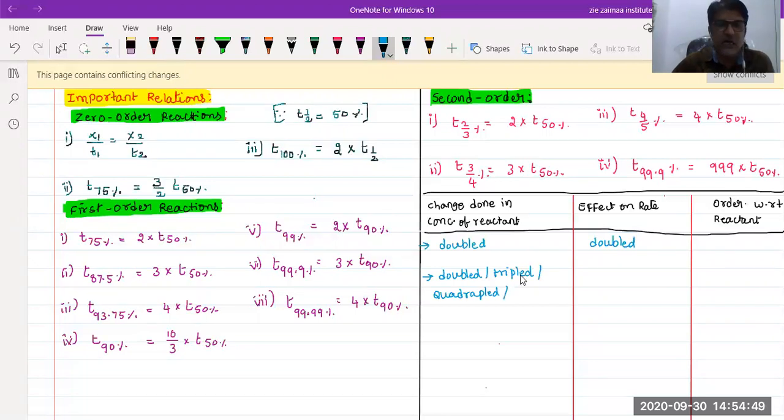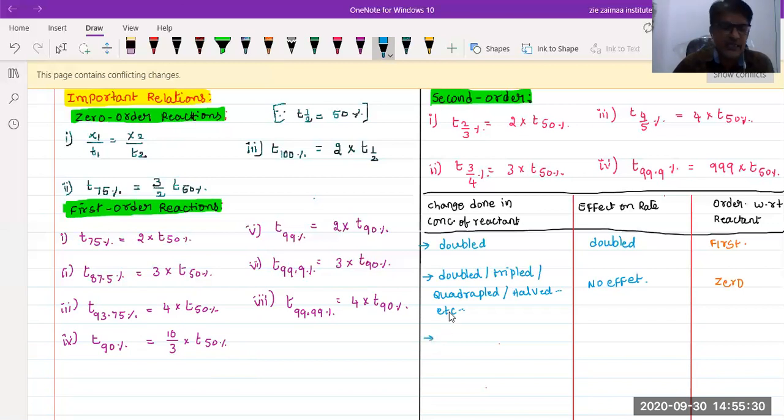Otherwise, if it is half, like that, then there is no effect. There will be no effect on that rate. If there is no effect, we can simply say it belongs to zero order, isn't it? If the concentration of the reactant changes by some amount and the rate also changes equally, here it is directly proportional, so that means it would be first order. Okay, next, third one.